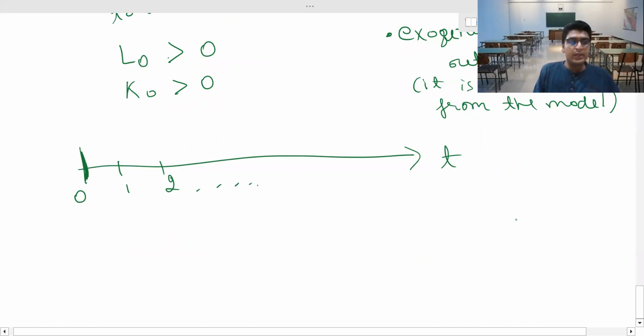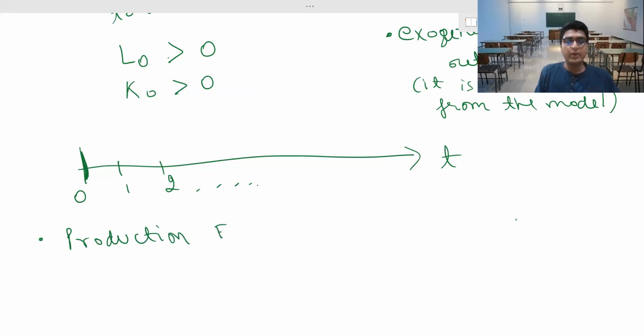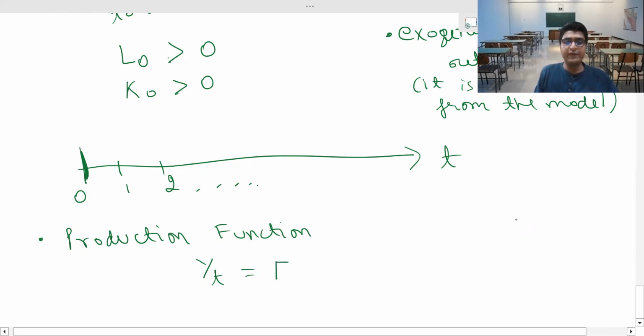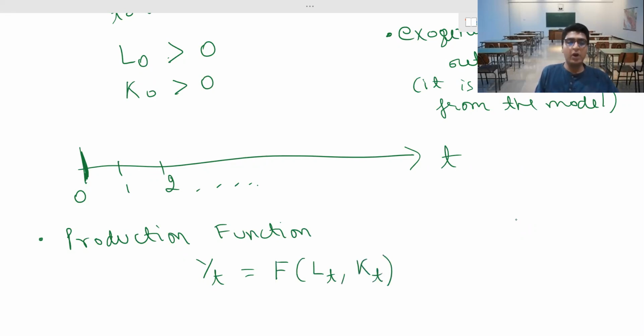And then we need a production function, which will tell us in what amount you'll use labor and capital and what will be the resulting output due to that. So we use the symbol Y for output. Okay, so YT will be the amount of output at time period T. Okay, so output is a function of labor and capital. So output at time period T is a function of labor at time period T and capital at time period T. All right.